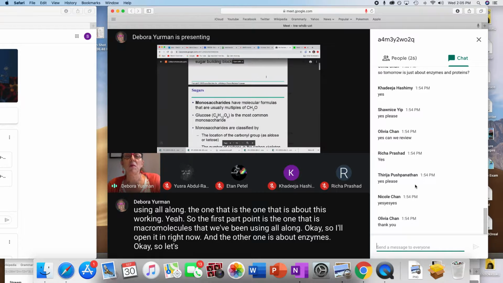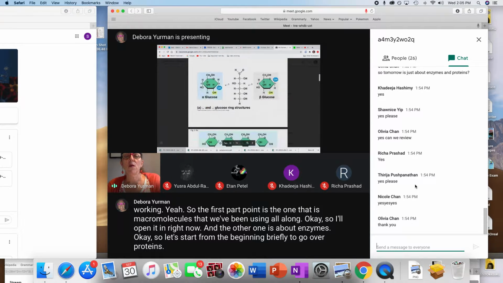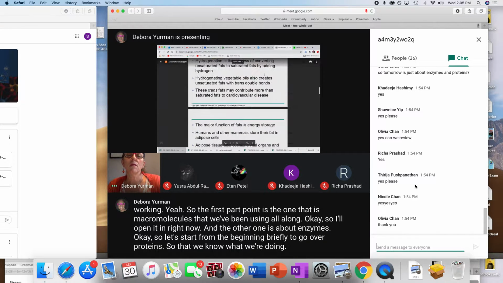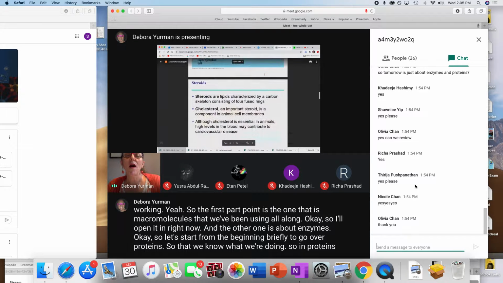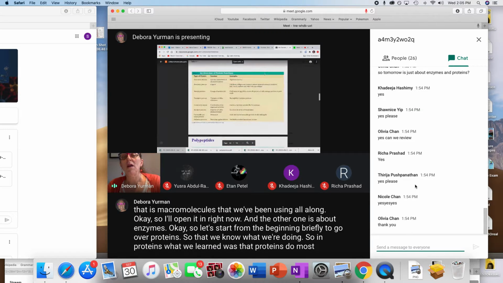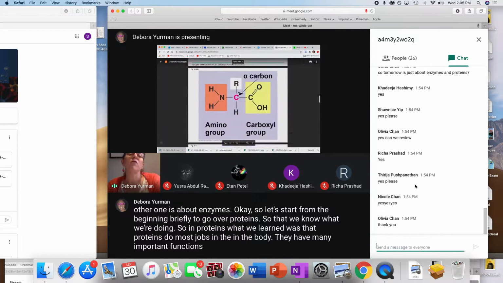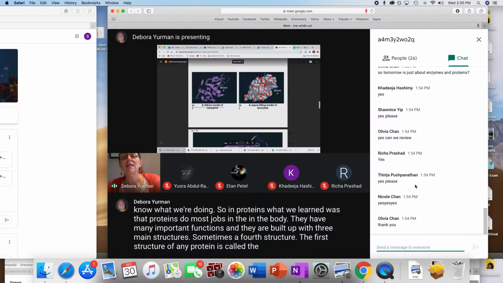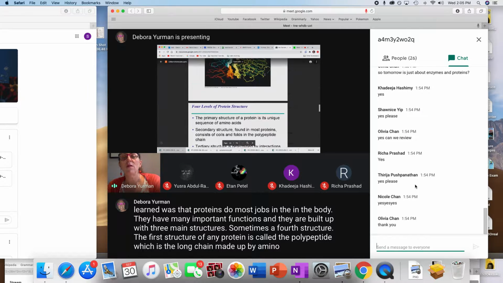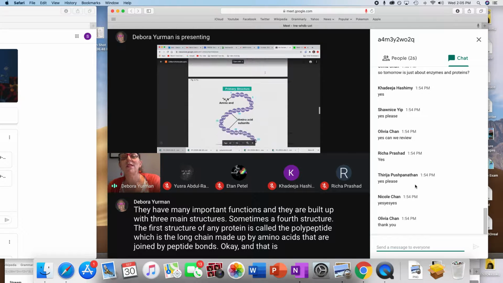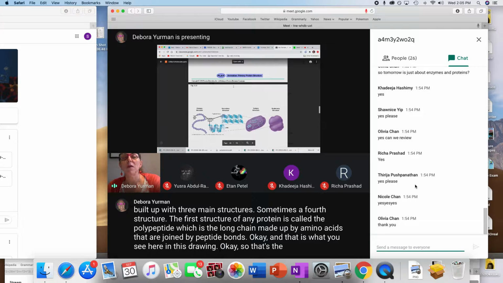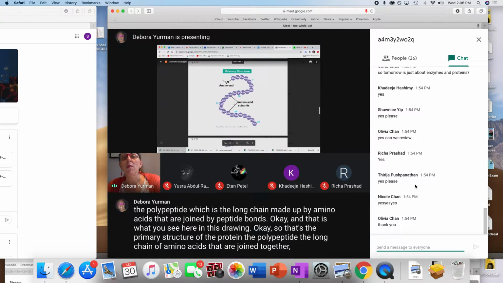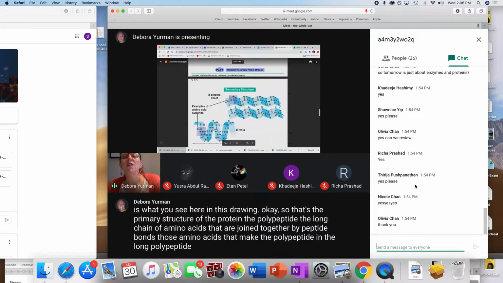Okay, so let's start from the beginning and briefly go over proteins so that we know what we're doing. In proteins, what we learned was that proteins do most jobs in the body. They have many important functions, and they are built up with three main structures, sometimes a fourth structure. The first structure of any protein is called the polypeptide, which is the long chain made up by amino acids that are joined by peptide bonds, okay? And that is what you see here in this drawing.